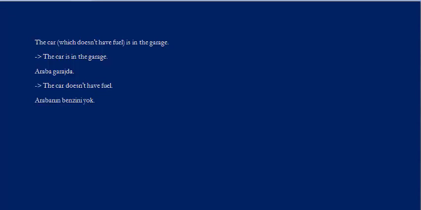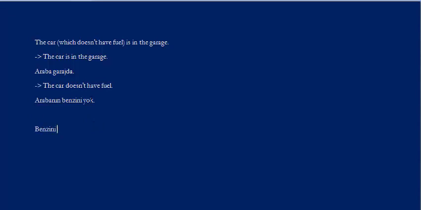You already know these, but I'm just, you know, reminding you. So arabanın benzini yok. Now, when we merge them, it's pretty straightforward again. This is our main sentence. This is the adjective. So we don't start with this one. We start with this sentence, but not with this verb, word. So we start with this one. Benzini.